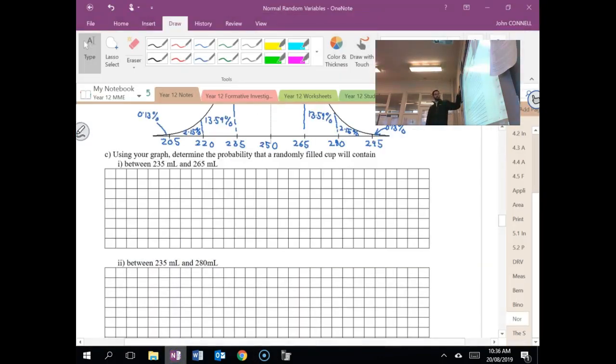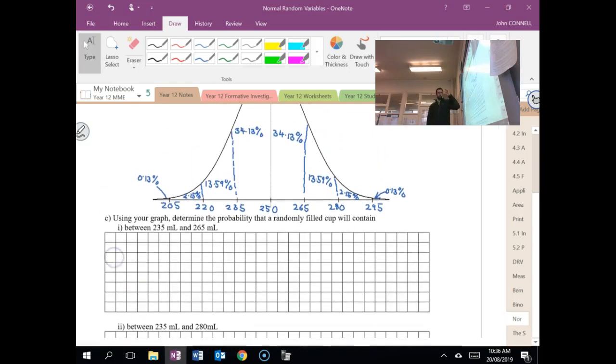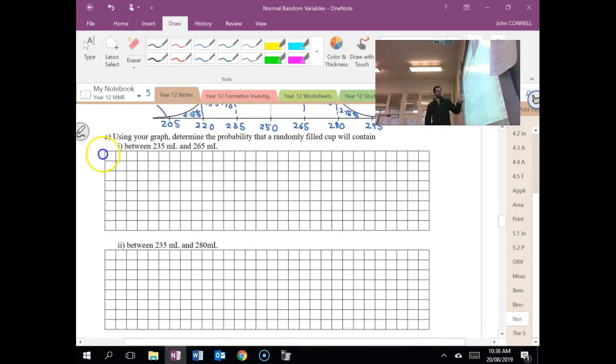So using your graph, determine the probability that a randomly filled cup will contain between 235 and 265 mils. Remember, in this situation, we can be interpreting these percentages as proportions or probabilities. In this case, we're doing it as probabilities. So 235 and 265 are those values there. So the probability that x is less than or equal to 265 and greater than or equal to 235.